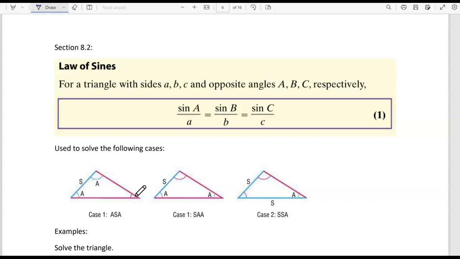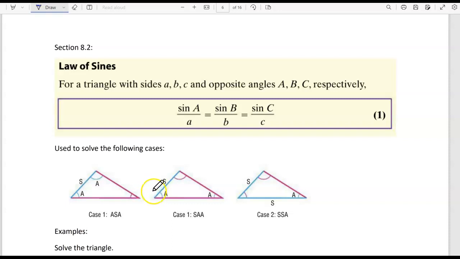To solve a triangle, that means we know the length of all three sides and we know the angles of all three sides. With a right triangle, it's easy. We can use right triangle trig to figure everything out, like we saw in the last section. But what if it's not a right triangle? Well, that's where the law of sines and another one called the law of cosines will come in handy.